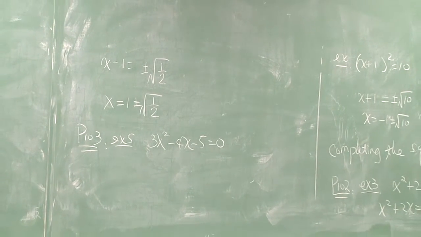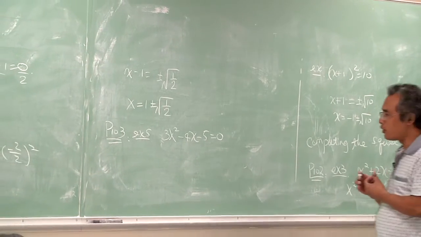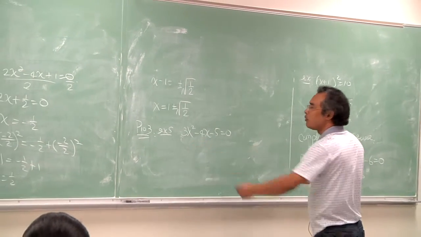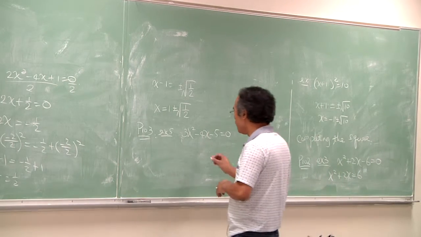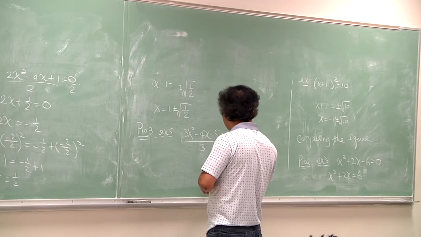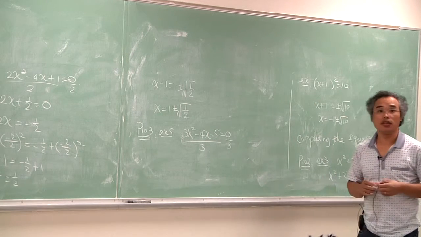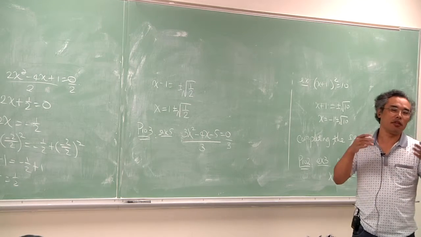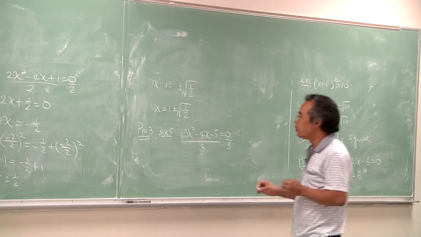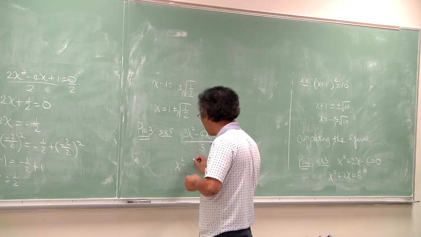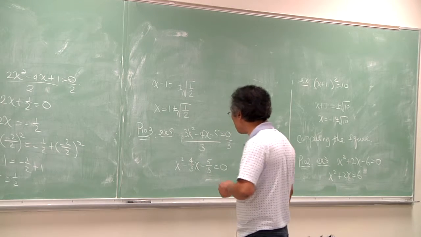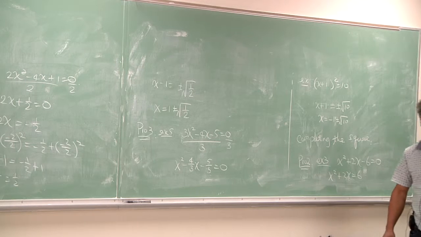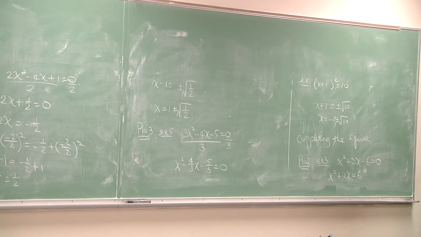So what would be the first step? Yeah, so you can do that, but you need to divide by 3 first, right? To make the first term 1. Okay, so when you divide, you have to divide each term by 3, so that will give us x squared minus 4 over 3x minus 5 over 3 equals 0. Remember, you have to divide each term by 3 on the left. Okay, then you move the 5 over 3 to the right.